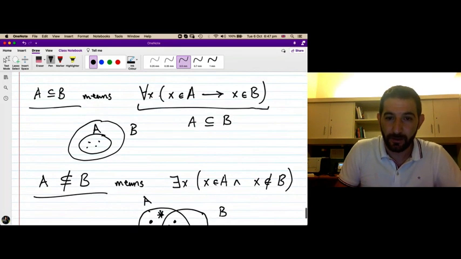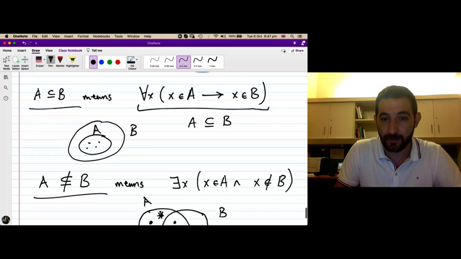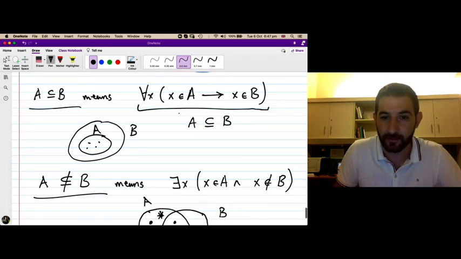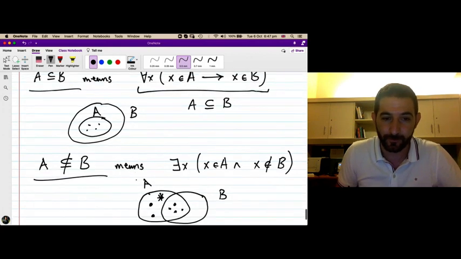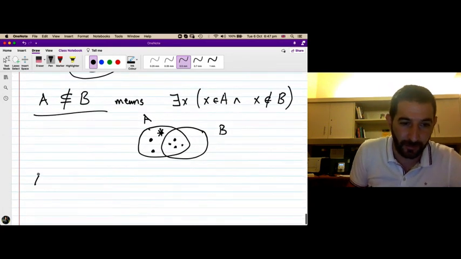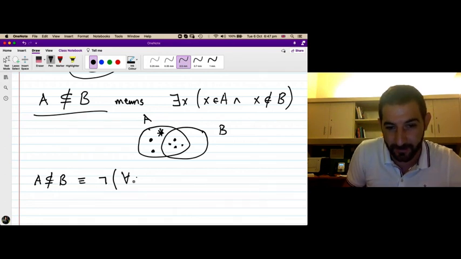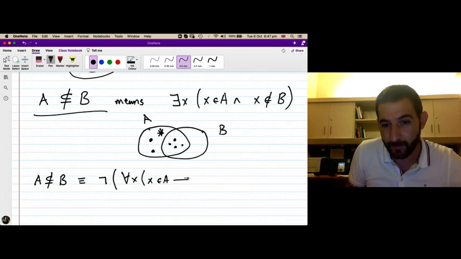Okay, note that we can use our identities in logic, our equivalences in logic, to go from here to here. Okay, so A is not a subset of B is logically equivalent to, what is the meaning? This is the negation of being a subset. Being a subset means every element X, if it is in A, then it is in B.